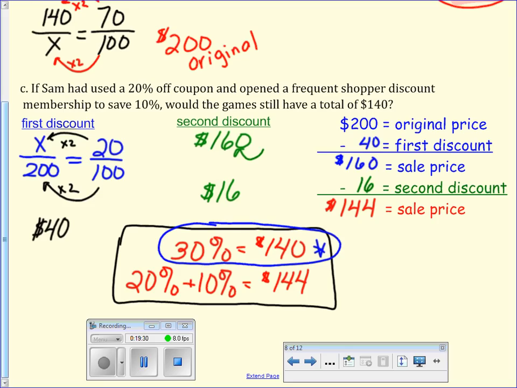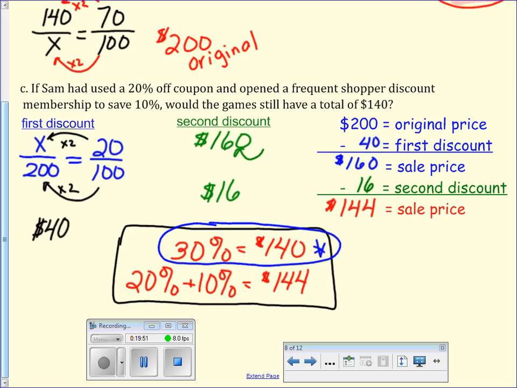Why would it be less if they're both 30% off? Because they're not. Because this is 20% off. So now I have a cheaper price. The 10%, the second discount, is coming off $160. So you can't add the percents together. Right, we're not adding the percents together.